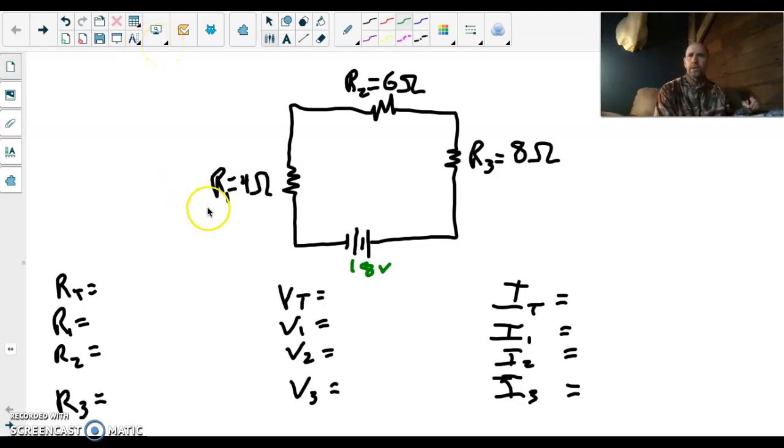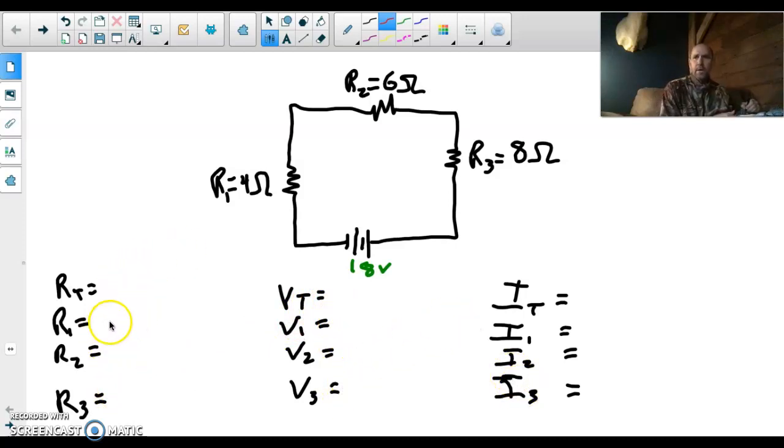Okay, so the first thing, you have your diagram. Here's your schematic circuit, your series circuit. A 4 ohm resistor, a 6 ohm resistor, and an 8 ohm resistor. So typically what we do first, if you notice down here, there's a table, all of the resistances, all the voltages, and all the currents.